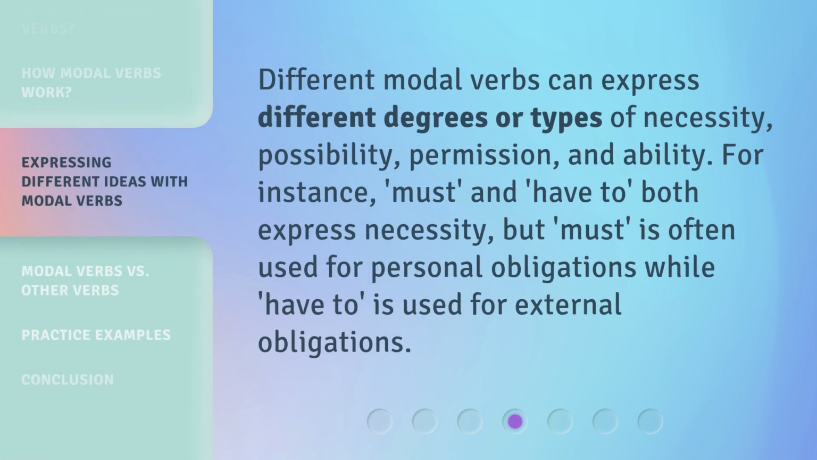Different modal verbs can express different degrees or types of necessity, possibility, permission, and ability. For instance, must and have to both express necessity, but must is often used for personal obligations while have to is used for external obligations.